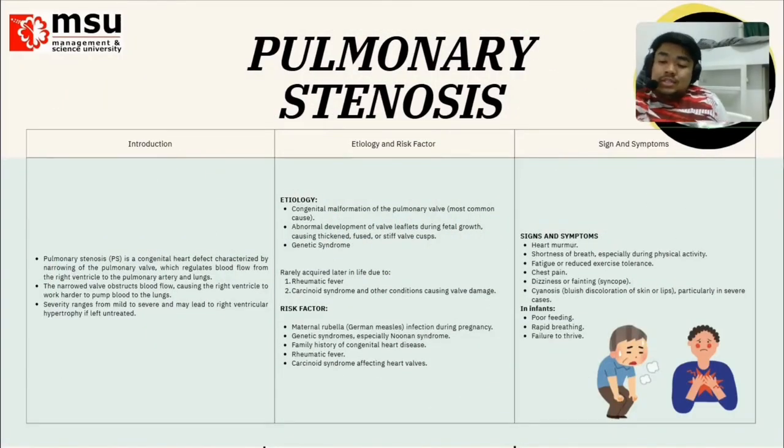Today I'm going to present about pulmonary stenosis. So for the introduction, pulmonary stenosis is a congenital heart defect characterized by narrowing of the pulmonary valve, which regulates blood flow from the right ventricle to the pulmonary artery and lung. This narrow valve obstructs blood flow, causing the right ventricle to work harder to pump blood to the lung. The severity ranges from mild to severe and may lead to RVH, right ventricle hypertrophy, if left untreated.